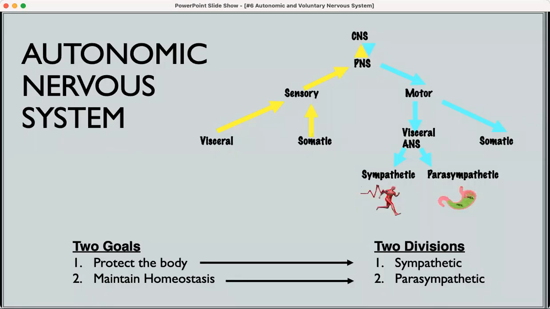So the two goals of the autonomic nervous system: first, protect the body, and that's what the sympathetic nervous system does. It's the protection against outside threats, and the parasympathetics are your protection or your maintenance of homeostasis and allowing you to grow.